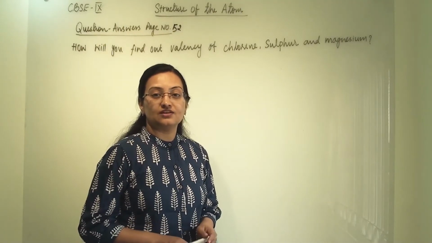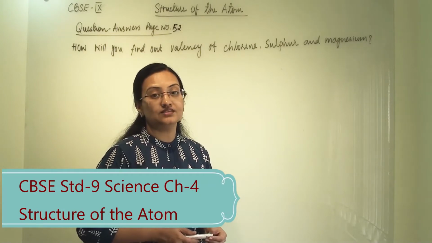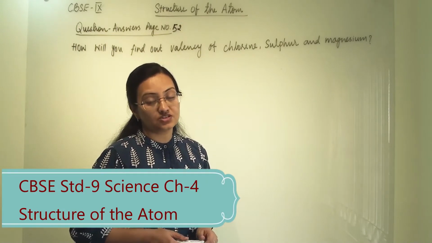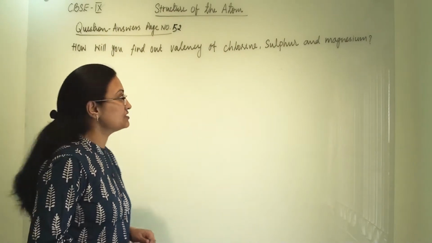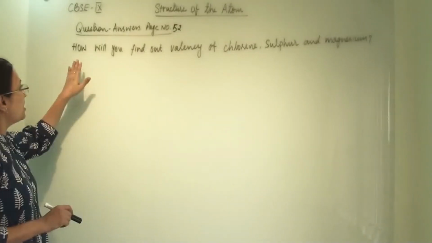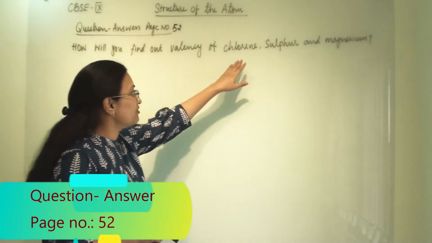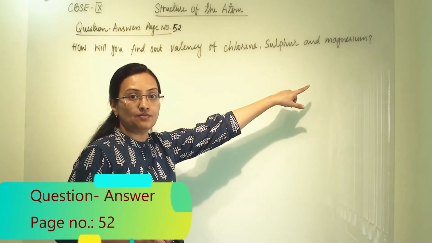Welcome to Learn Yourself. Today we are going to discuss the question from page number 52, from the chapter Structure of Atom. This chapter is under the CBSE Standard 9 syllabus. So the question is, how will you find out the valency of chlorine, sulfur and magnesium?